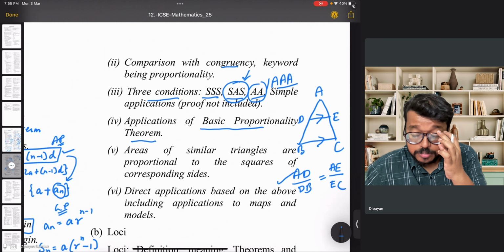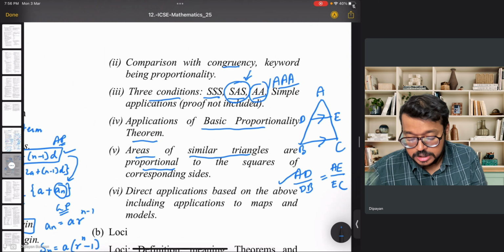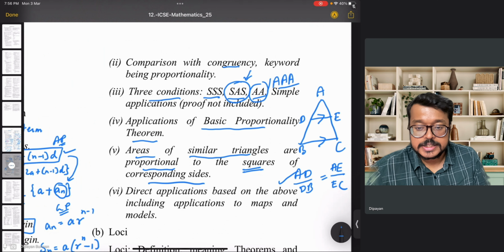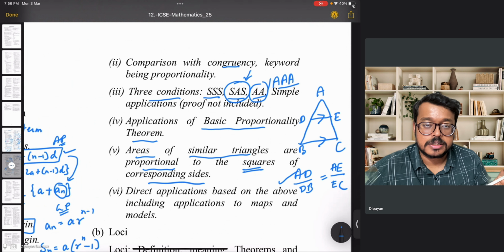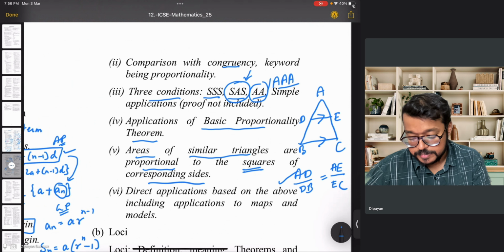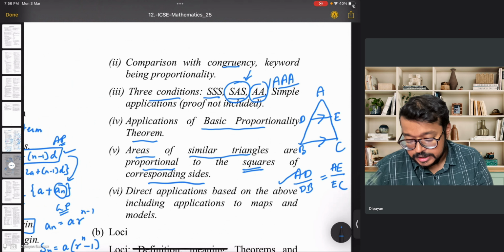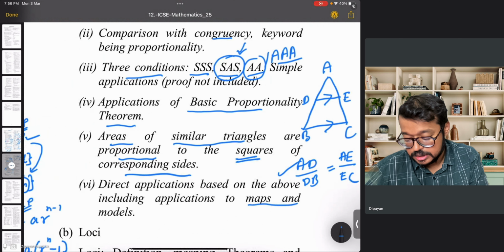Then another important theorem is about the areas of similar triangles. The areas of two similar triangles are always proportional to the square of the corresponding sides. So if you have a pair of similar triangles, then the ratio of areas of those two triangles will be the square of the corresponding side ratio.